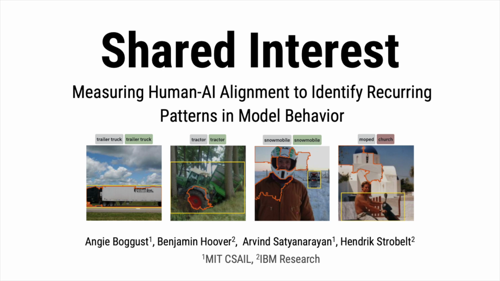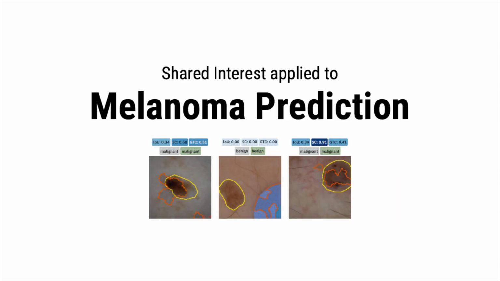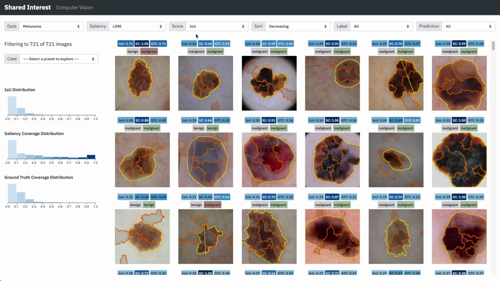Shared interest enables large-scale, systematic analysis of model behavior. In this example, a user has trained a computer vision model to predict melanoma from images of skin lesions. This model achieves high performance, but is it making decisions for the right reasons?